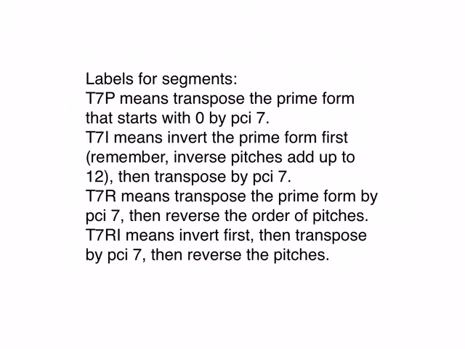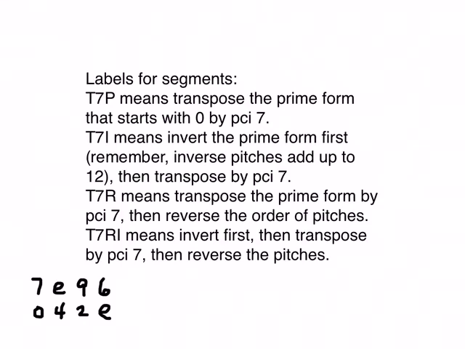So for our prime form, we originally wrote at least 4 of the pitches, 7, E, 9, and 6. This is the T7 form of the prime form, which would be 0, 4, 2, and 11.